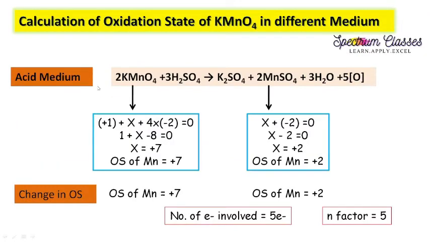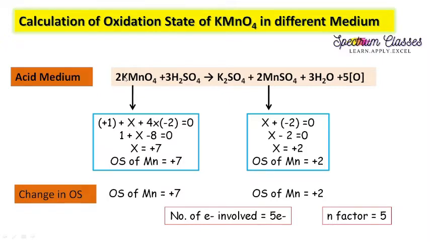Now we are going to calculate the change in oxidation state of Mn in KMnO4 in acidic medium. Now the question comes, why are we going to check the oxidation state of Mn only? Since Mn is the central metal, we generally check the oxidation states for the central metal atoms. So here, for Mn, we are going to calculate the oxidation state. How are we going to calculate that?